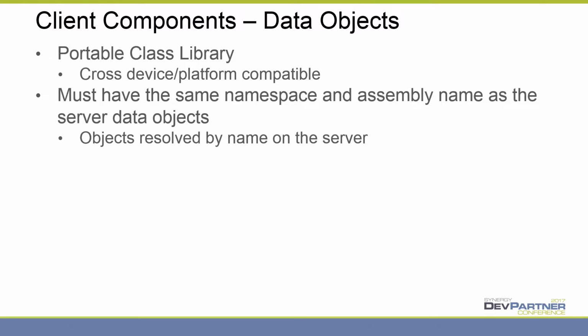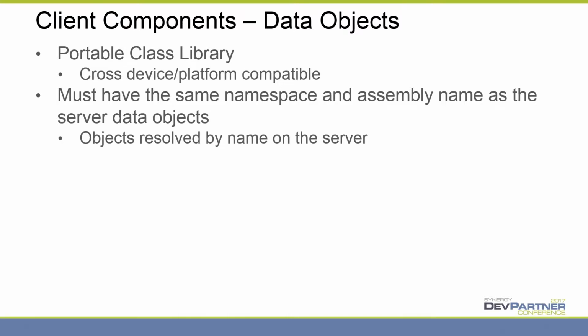There's a whole chunk of things in class libraries that aren't available on all platforms. So we get rid of that chunk of stuff and we target various thinner platforms like Android and iOS. Then we can deploy onto them because Synergy will work on these iOS and Android platforms. Now, one caveat is you must have the same namespace and assembly name, okay?